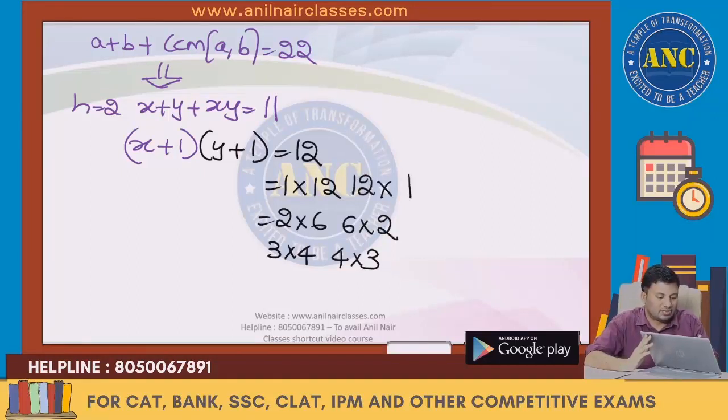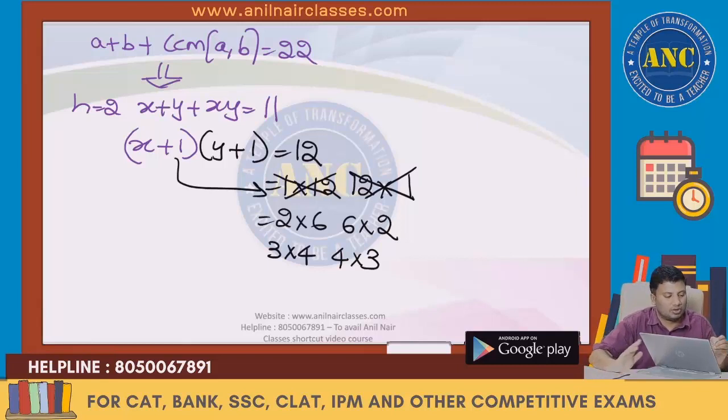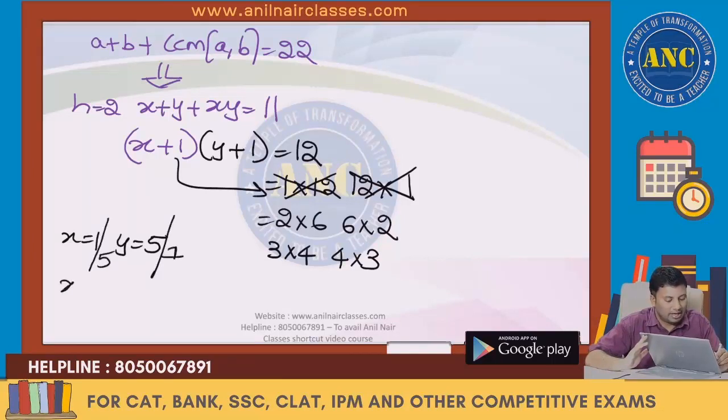The first case will make x plus 1 zero. The last case will make y plus 1 zero. So the cases will be: x is 1, y is 5; or x is 5, y is 1; x is 2, y is 3; x is 3, y is 2. When h value is how much?